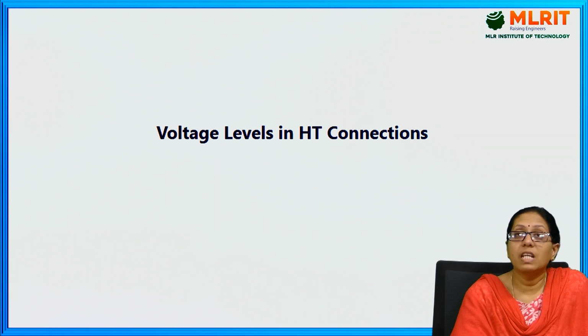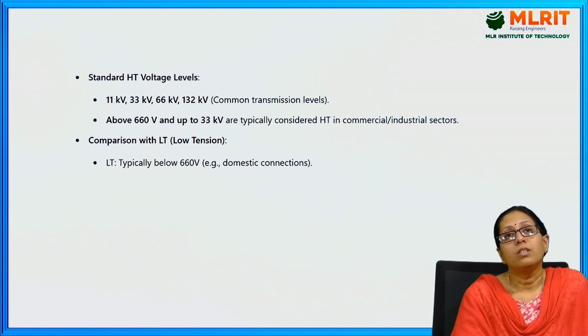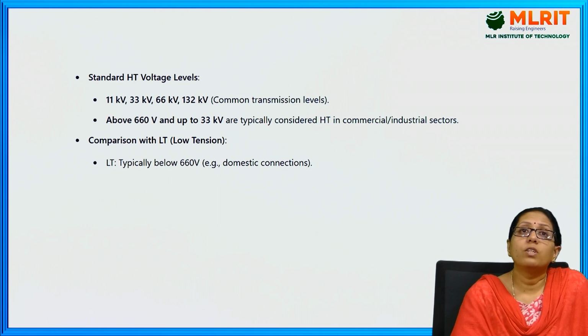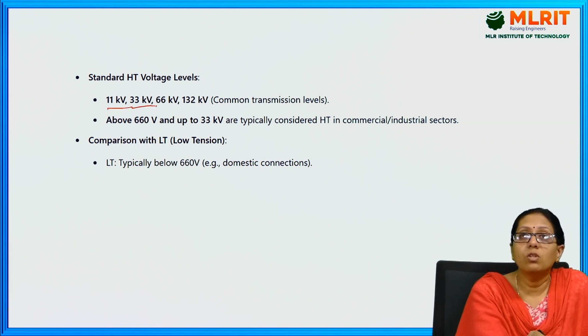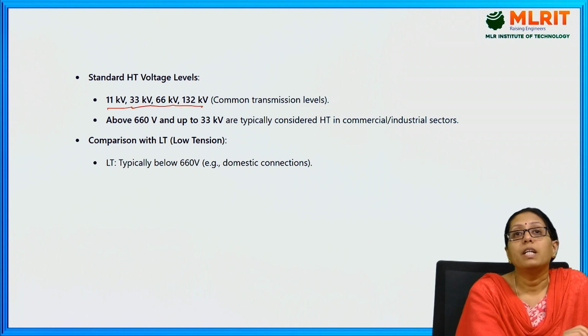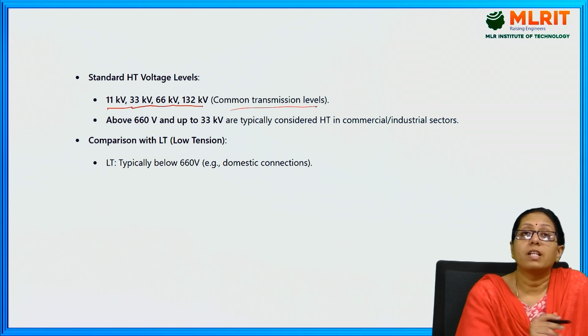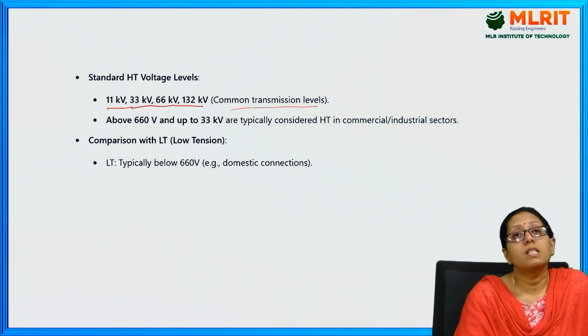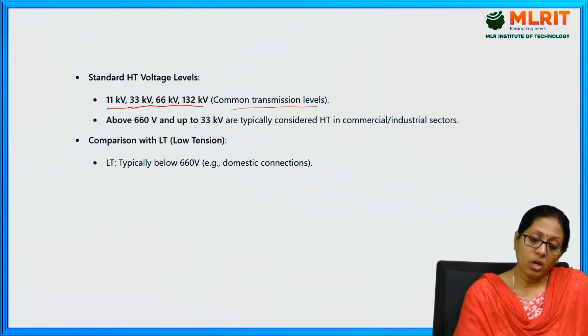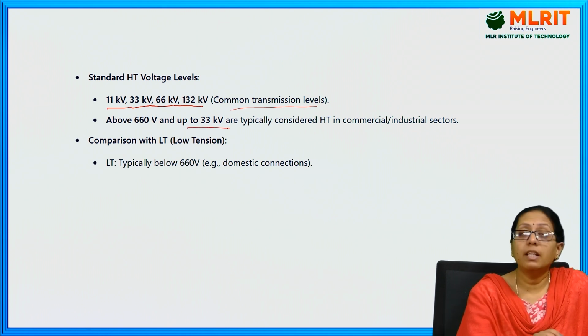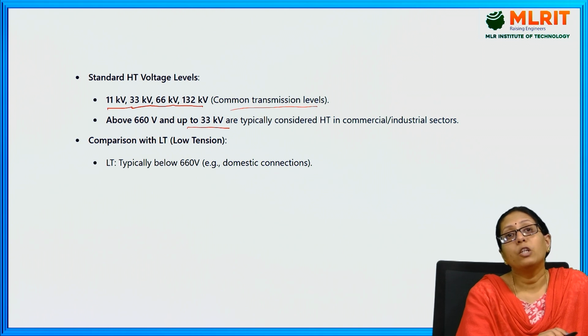Next is voltage levels in HT connections. The standard HT voltage levels are 11 kilovolts, 33 kilovolts, 66 and 132 kilovolts. These are the common transmission levels. Above 660 volts, we call it HT or high tension voltage. Above 660 volts and up to 33 kilovolts are typically used in HT systems for commercial as well as industrial sectors.